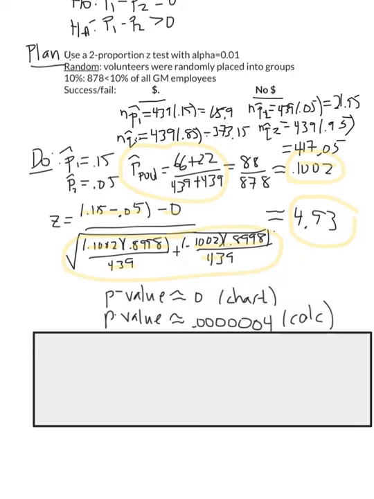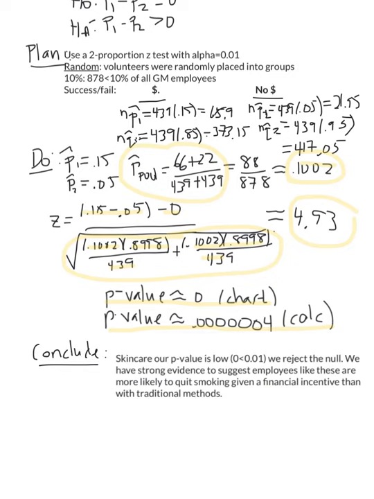So our p-value, according to our chart, is approximately 0. If you run a two-proportion z-test in your calculator, it is also approximately 0. Remember, if it has a lot of zeros in front of a number, it's usually in scientific notation. All we have left to do is our conclude step.